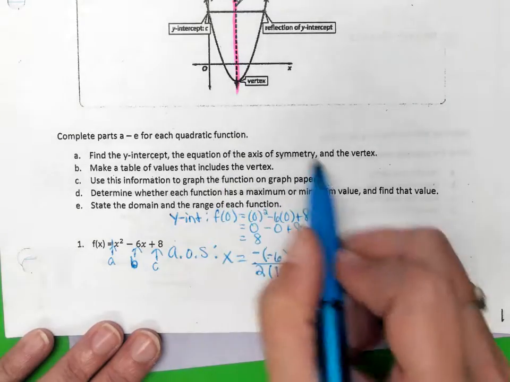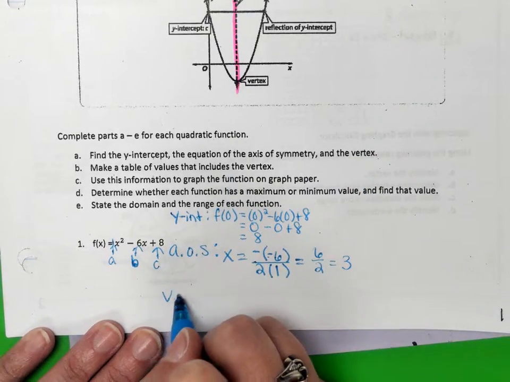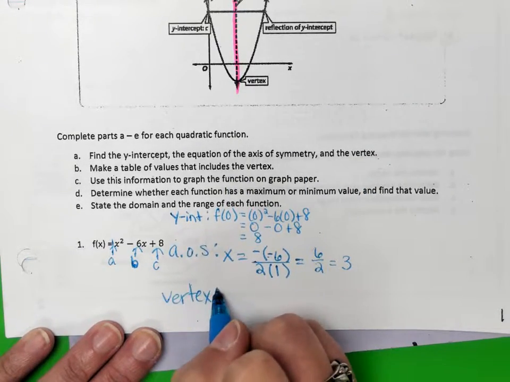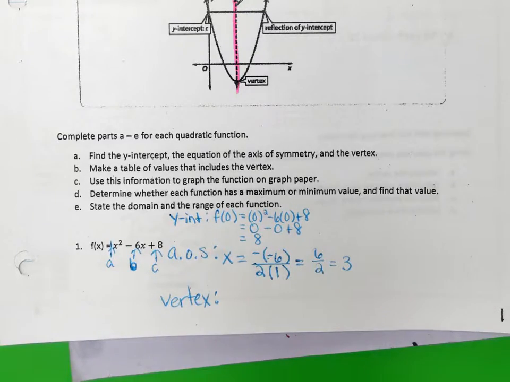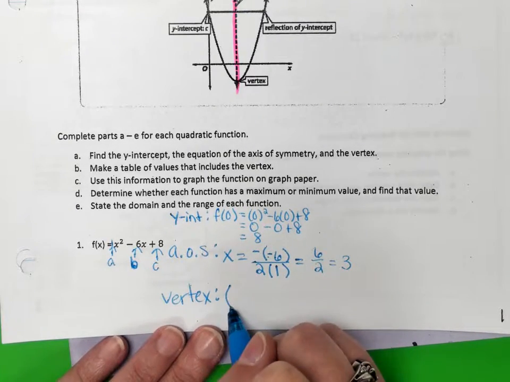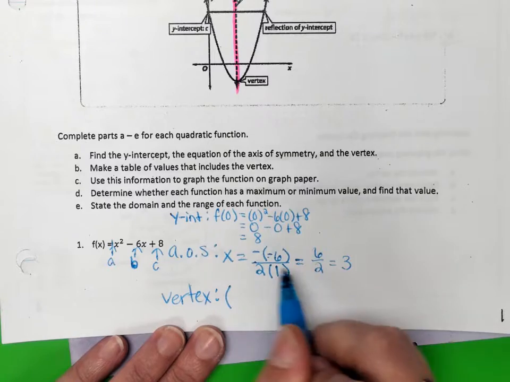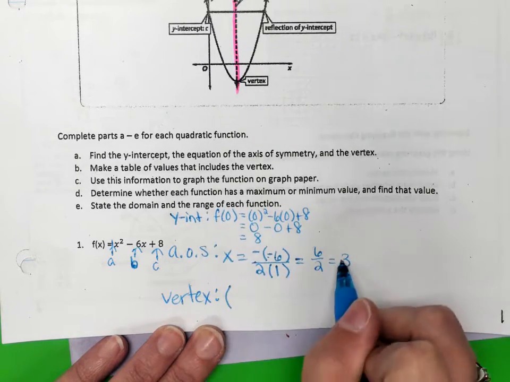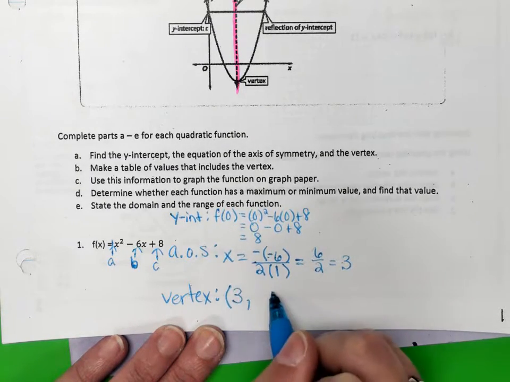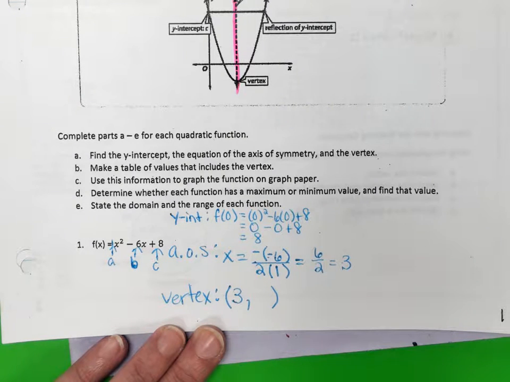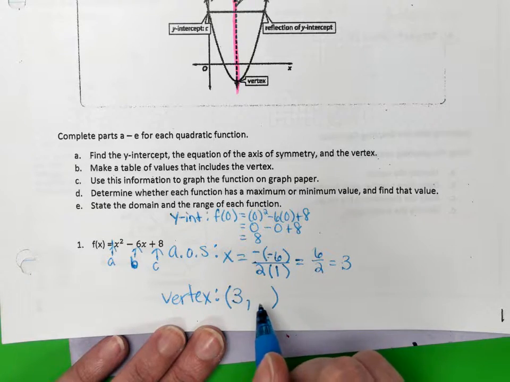All right, so my vertex is the last thing it tells me to find. Vertex is important because everything stems off of your vertex. But you've already found half of your vertex right here. X equals 3. So 3 is your x-coordinate. Y'all okay? So how would I find this y-coordinate? You plug it in. There you go.